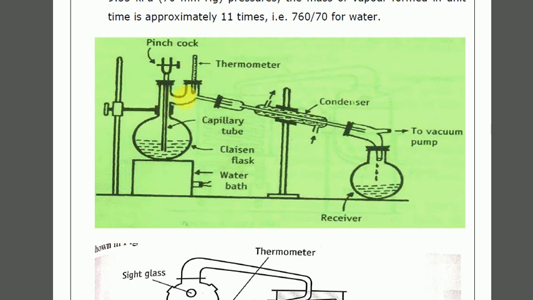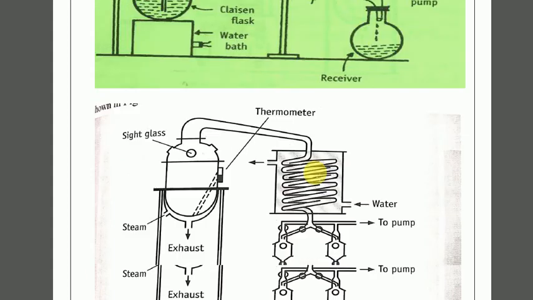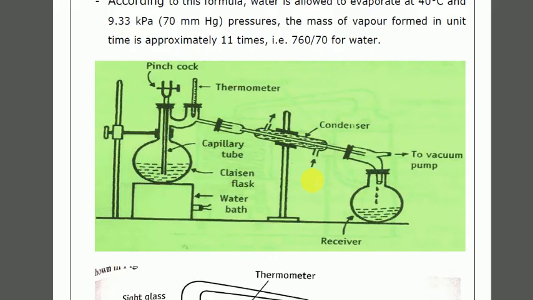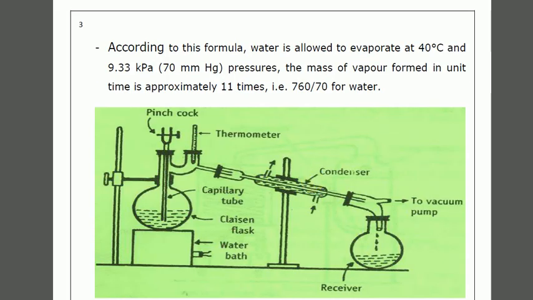It will pass from here and the vapor will be converted into liquid by the condenser, by passing water in the opposite direction. Now when it comes over here, it will form liquid, and the liquid is collected into the receiver. Okay. Let me explain you again in Gujarati also.